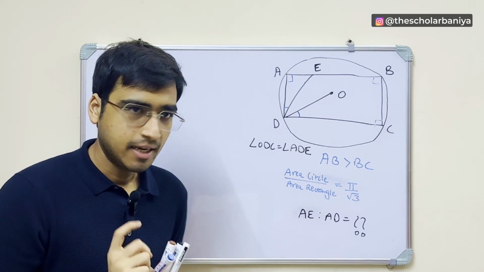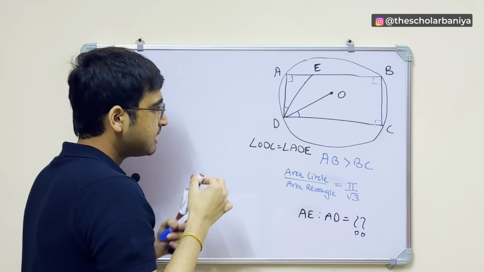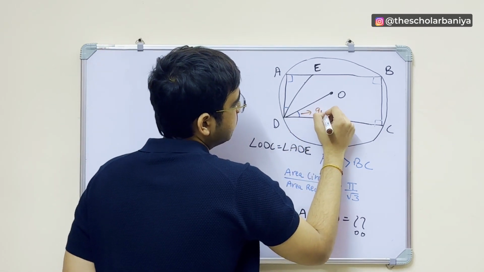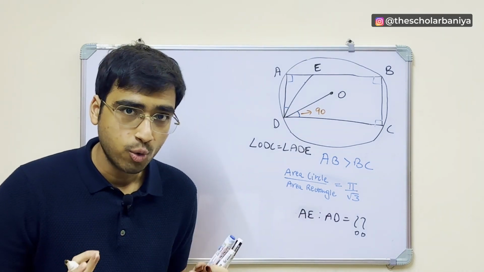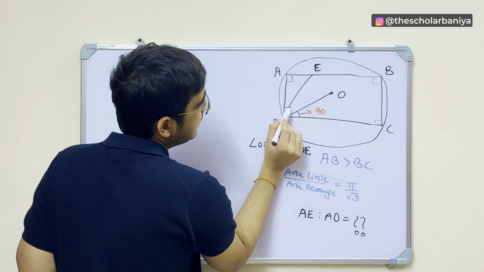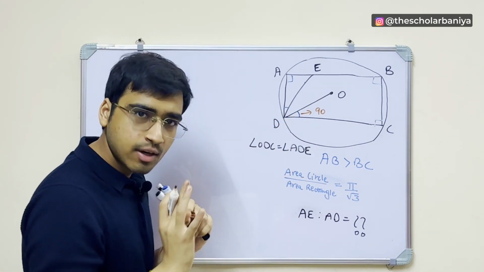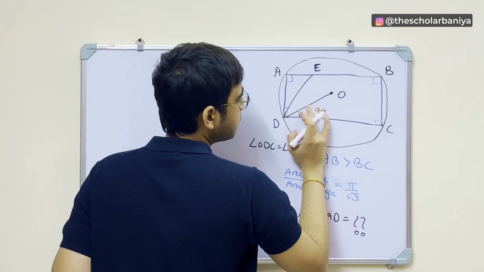Now tell me one thing. Let's suppose this angle is 90, only this angle, is that possible? No, right? Why? Because we know this entire angle is 90. So obviously this angle cannot be 90, as simple as that. Perfect.